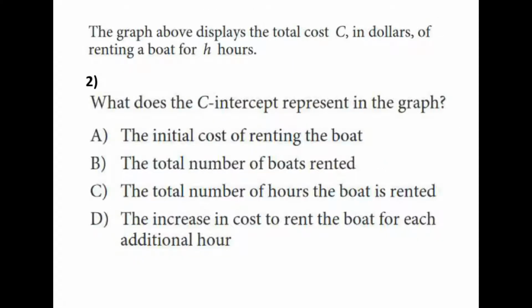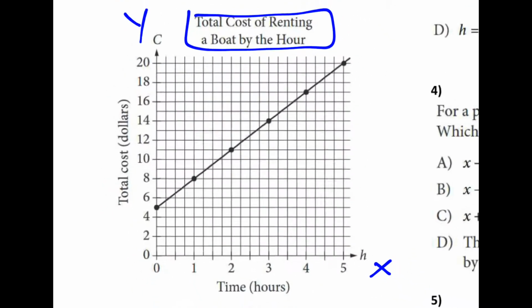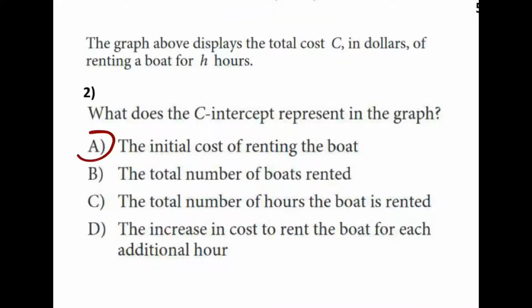2 asks you, what does the c-intercept represent in the graph? So first of all, the c-intercept is where this line crosses the c-axis, which we see here, and that's exactly at 5. So given this scenario, if you have rented a boat for 0 hours, it will have costed you $5. That's that flat fee that you have to pay regardless of how long you rent the boat. We'll go ahead and circle A.